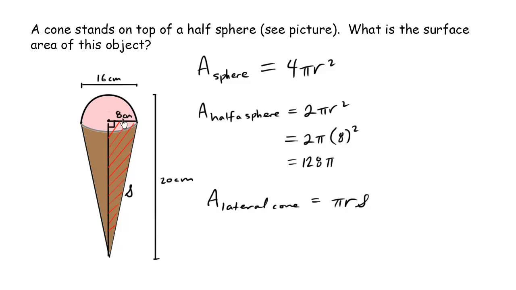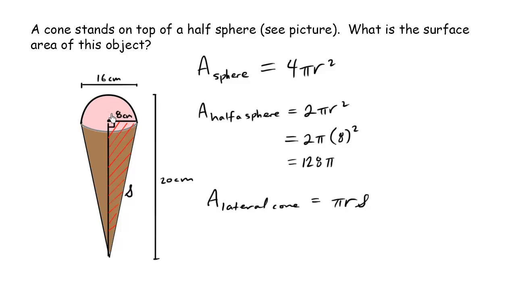We know what r is already. R is 8. If we only knew this height here. Now the common error would be to simply copy in the number 20, which is incorrect. This is why this question is a bit tricky. The height of this right triangle is not 20, but we have to actually do some subtraction here. The whole entire height, including this half sphere, is 20.